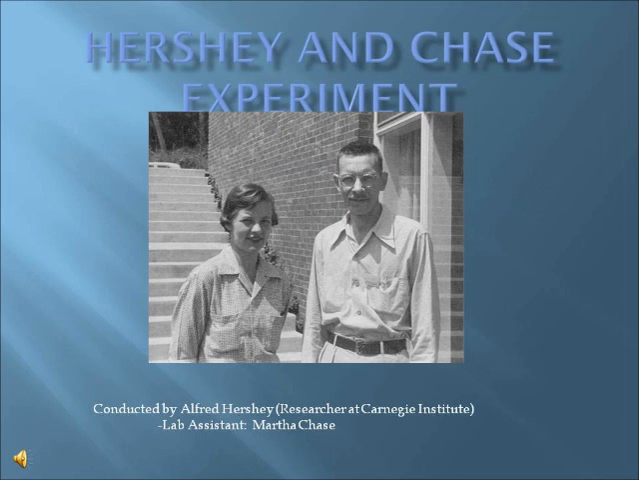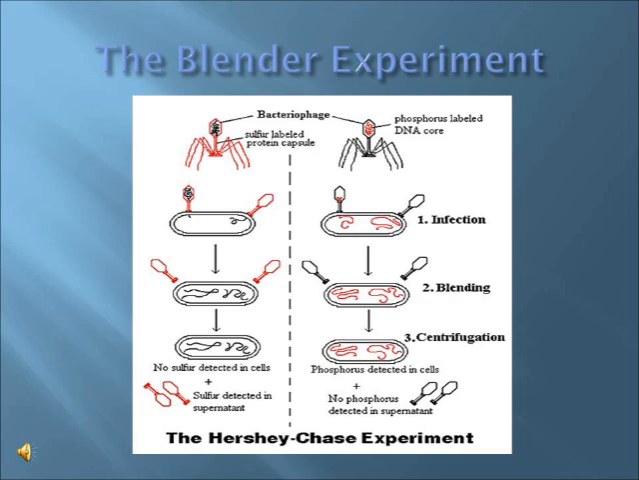Alfred Hershey and Martha Chase knew that bacterial viruses were very simple and made of only proteins, which were the outer shell, and DNA, which was in the inner core. They came up with an experiment known as the Blender experiment. In this experiment, they had T2 bacteriophage and E. coli bacterium cells. They used radioactive sulfur to visibly see the proteins and radioactive phosphorus to visibly see the DNA.